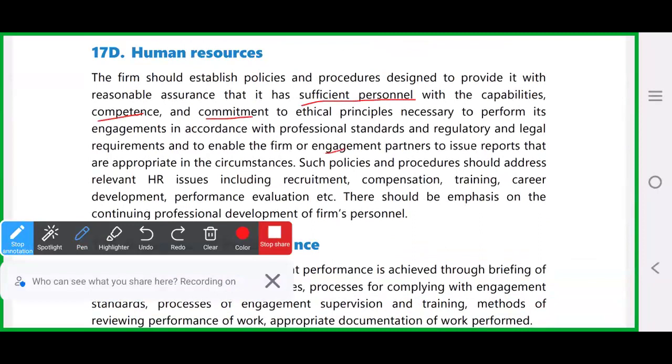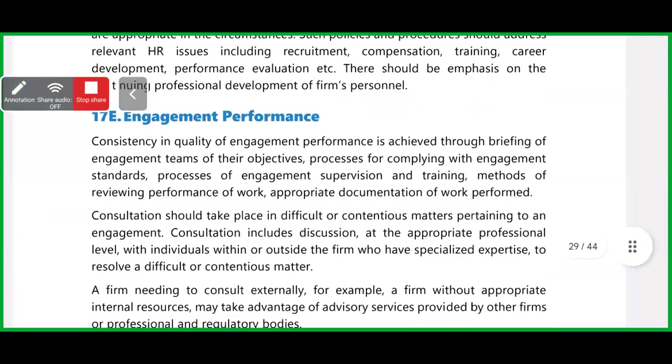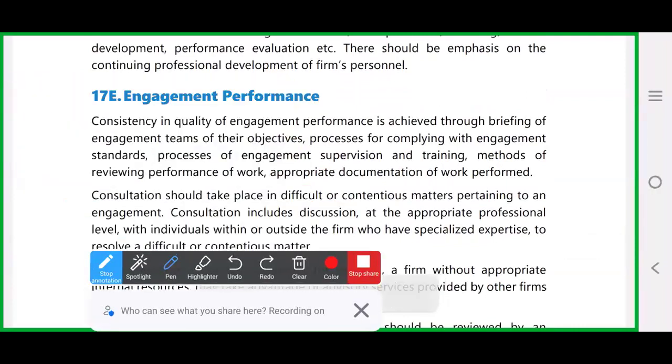If there are any policies or procedures having human resource related issues, for example recruitment, compensation, training, career development, performance evaluation activity, this all should be highlighted there. Engagement performance should consistently consider the quality of engagement.